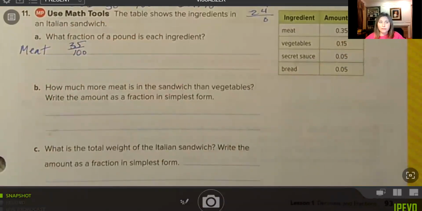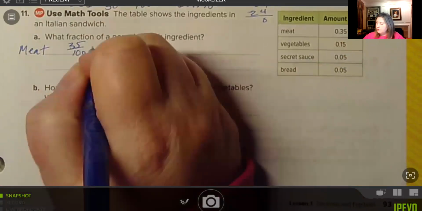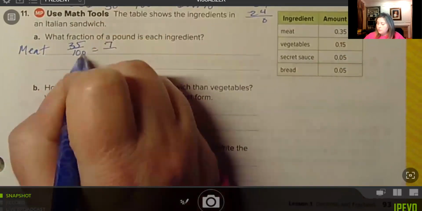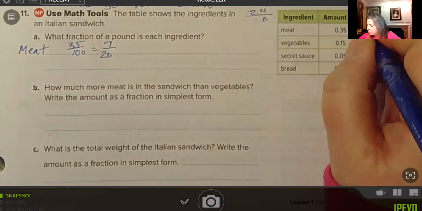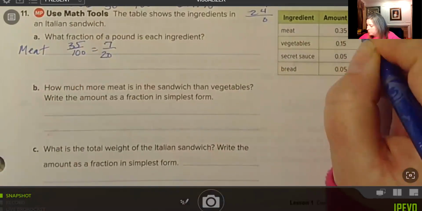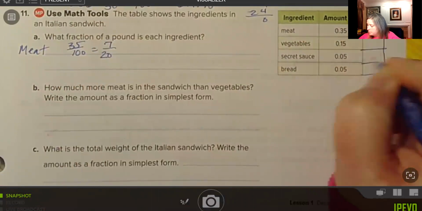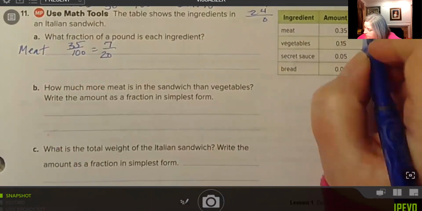I look at 35 and 100. Those are both divisible by 5. 35 divided by 5 is 7. 100 divided by 5 is 20. So 7/20ths of a pound. I'll just add another column to my table. So 7/20ths.